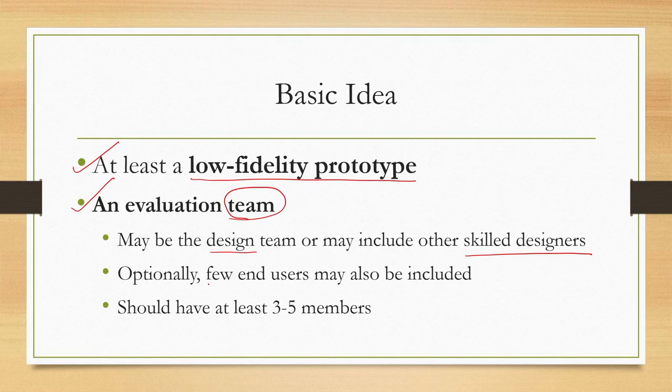In addition, and optionally, a few end users may also be included in the team if available. If we find that some end users are available and they can be included, we can include them in the testing team, but that is optional, not mandatory. The team should have at least 3 to 5 members. That is also another requirement. So, there are two things. One is we need to have at least a low fidelity prototype, and we need to have an evaluation team. In the team, there can be designers, there can be other designers, there can be some end users, and at least 3 to 5 members.